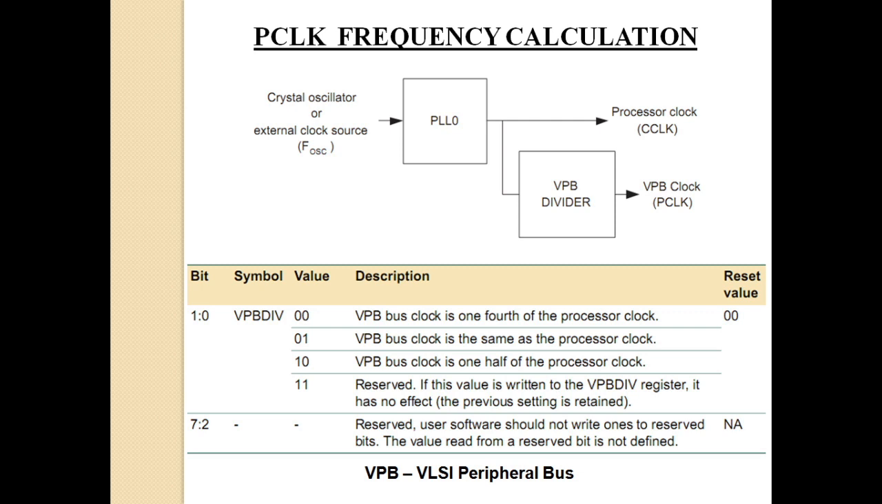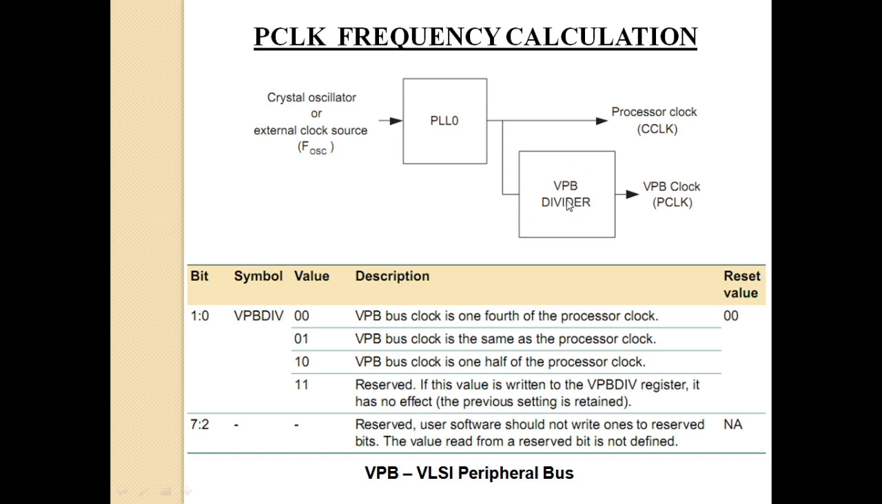How will you calculate that? For that there is a block known as the VPB divider block. The same CCLK generated from the PLL0 is given as input to the VPB divider. So by configuring the VPB divider, you can configure the VPB clock. In my case, CCLK will be 60 megahertz. By configuring the VPB divider, you can configure the VPB clock. How will you configure the VPB divider?